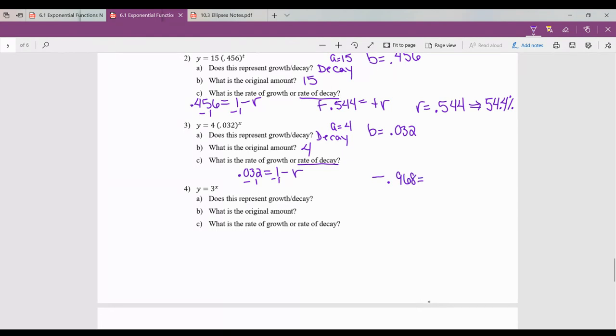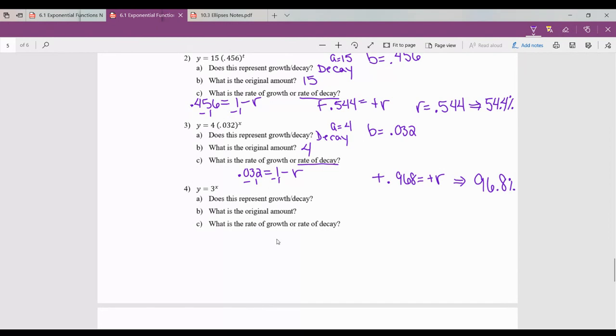Equals, and remember there's a negative in front of that R, negative R. So we multiply by negative 1, positive, positive. So R is going to equal, move that decimal point over 2 for the percent, 96.8%.